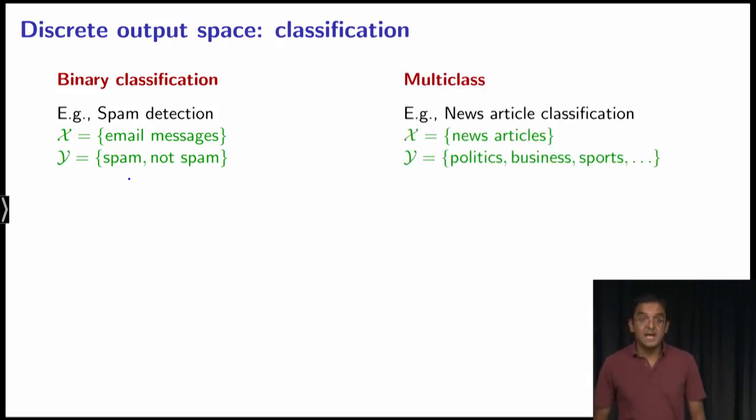Very often, in classification problems, there are more than two possible outputs. So for instance, maybe the input is a news article, and the desired output is the subject matter of the article: politics, business, technology, sports, entertainment, etc. Okay? So that's called multi-class classification.